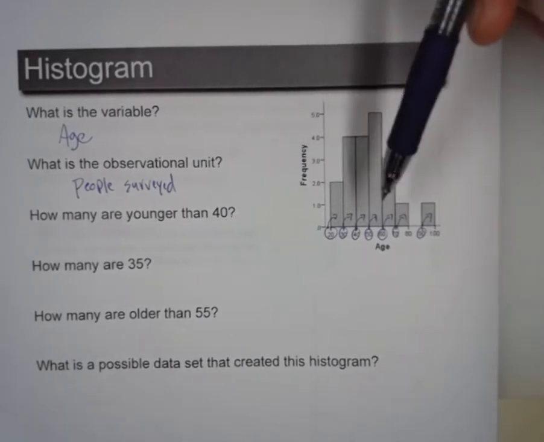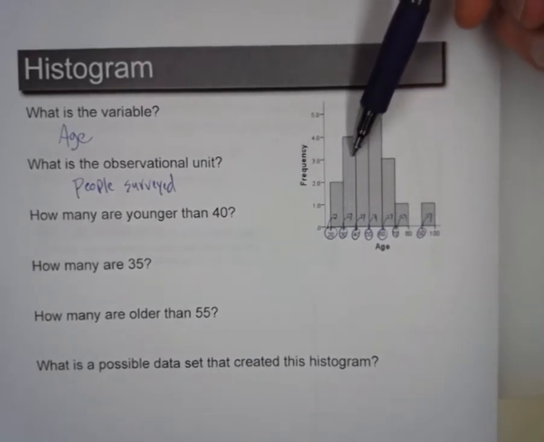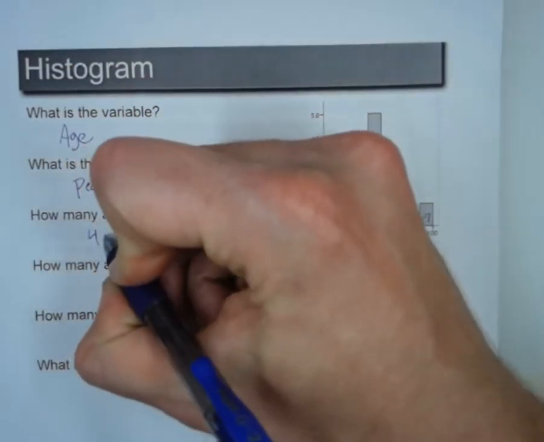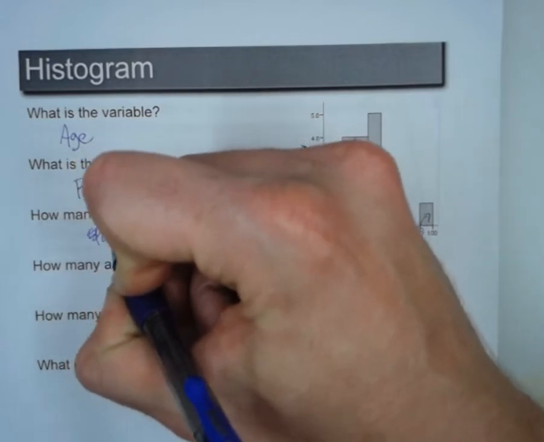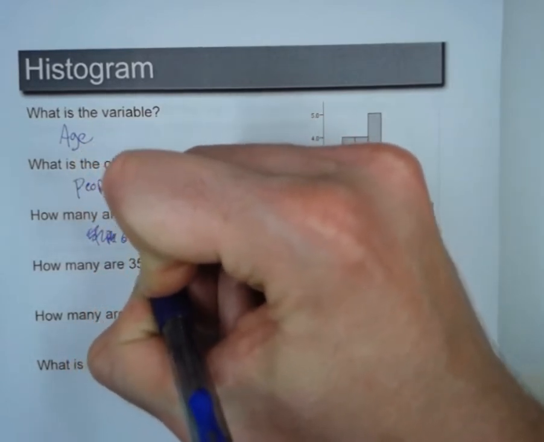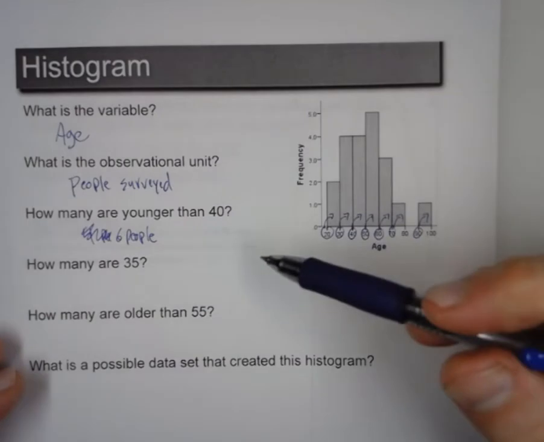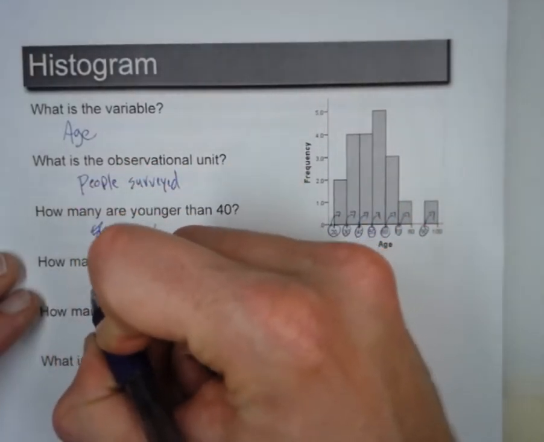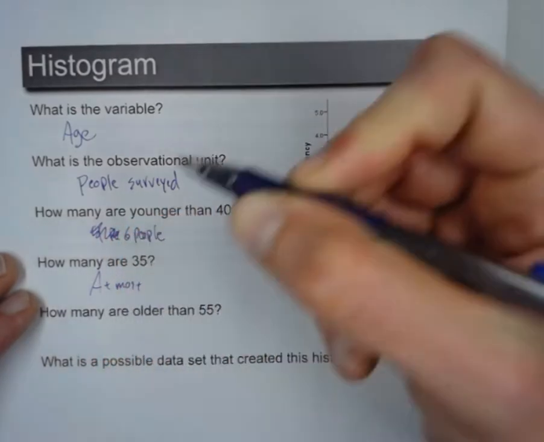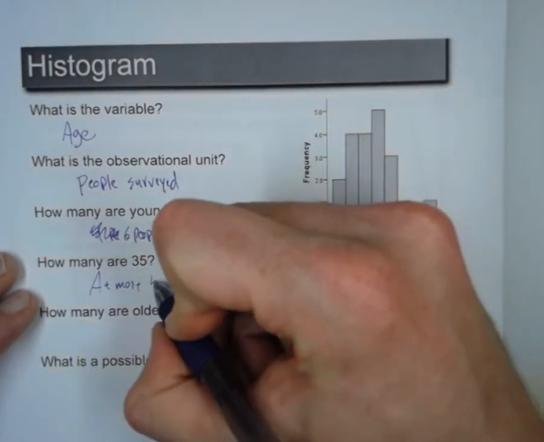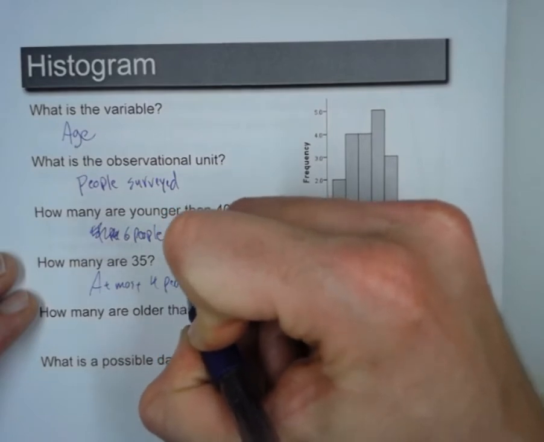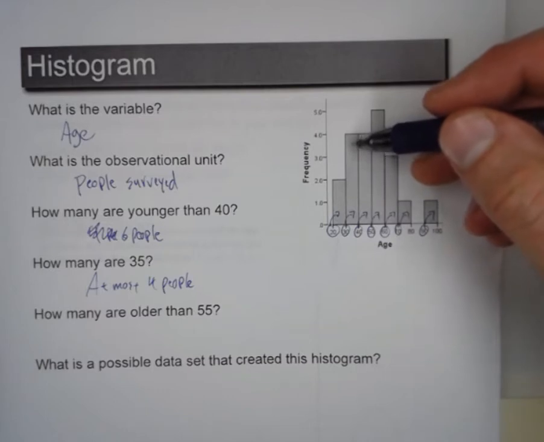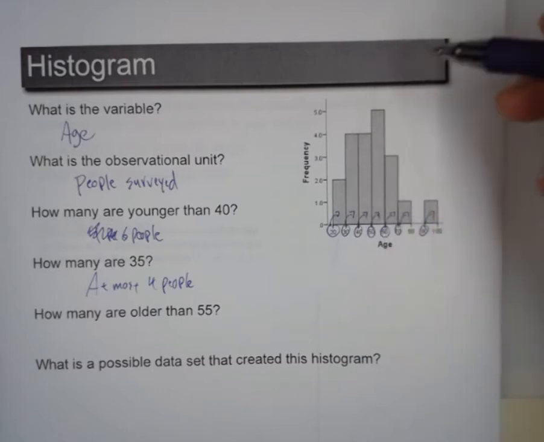So how many people are younger than 40? Well, that's 39 and below. So that's going to be these 2 bars. This is 2, this is 4. So that's going to be 4 people. Or sorry, 6 people. Forgot to add them. How many are 35? We don't know exactly. But at most 4 people. At least 0, but 4 at the most. Because if there were 4 people 35, that's all 4 of them right there.